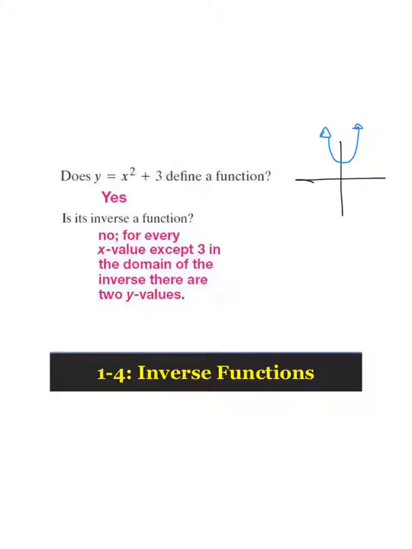You will end up with a sideways parabola, and this is one half of it. That's the positive square root, and then this is the negative square root. It goes through the x-axis here at positive 3. And so as you can see, this is not a function. It doesn't pass the vertical line test.